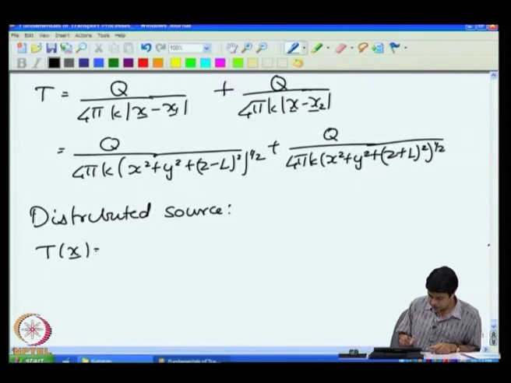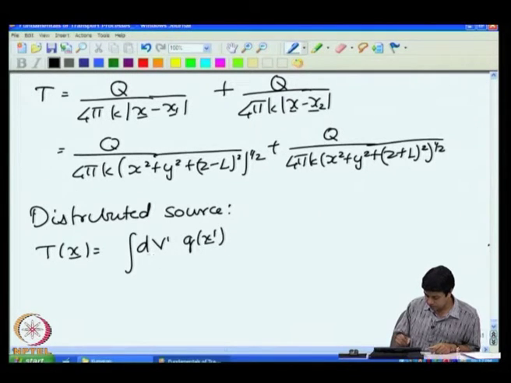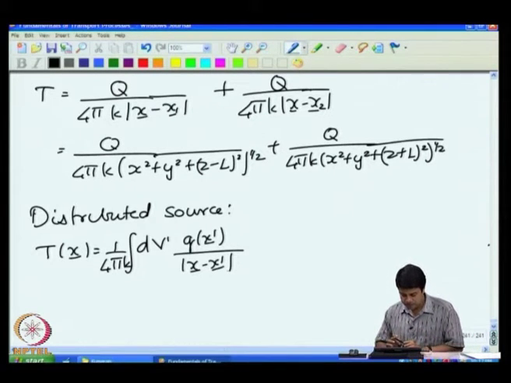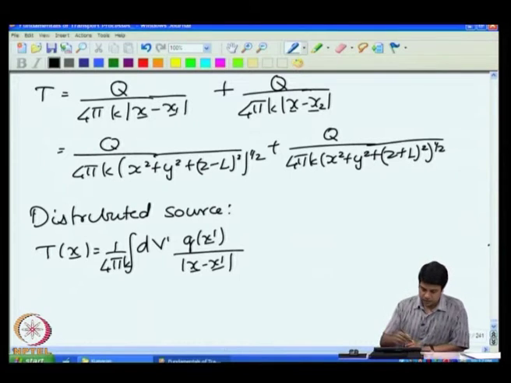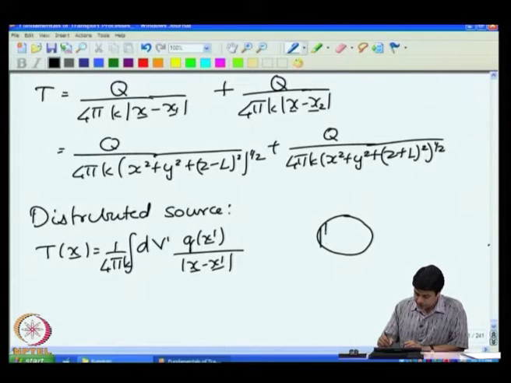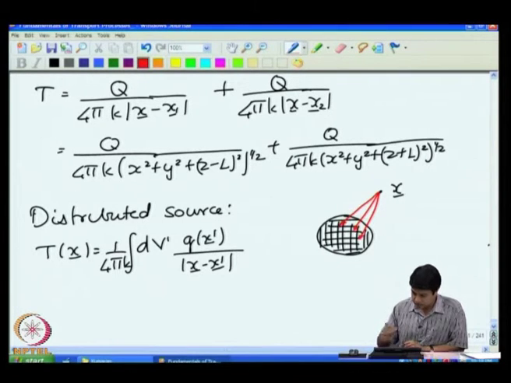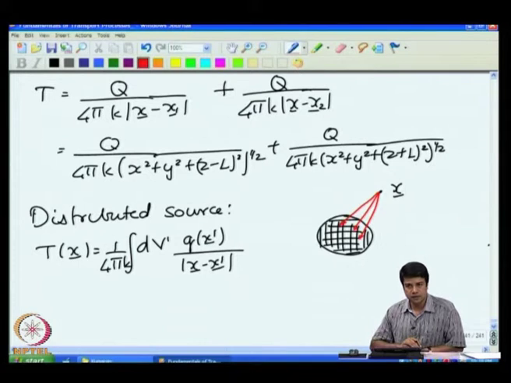T of x is equal to integral dV prime q of x prime, 1 by 4 pi k by x minus x prime, where x prime is the source point and x is the observation point. So, pictorially, if I had some distributed source, I divide that into small domains, and at a given location x, I have to sum up the contribution to the temperature due to each of these small ones. So, that gives me the temperature at a given location x due to a distributed source of heat.